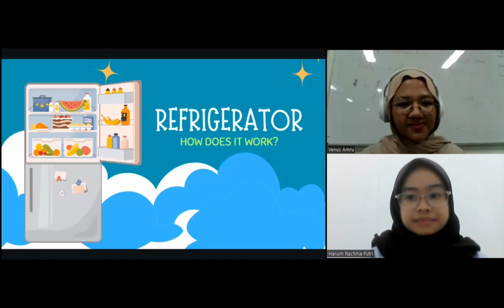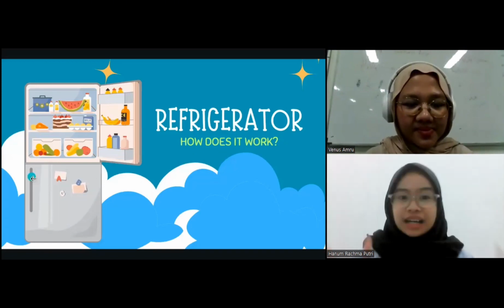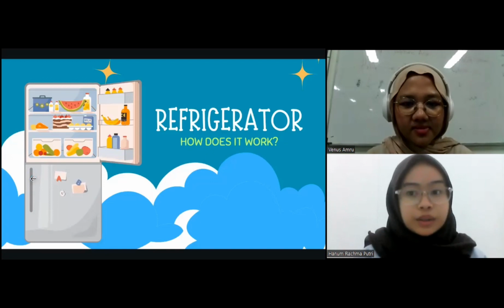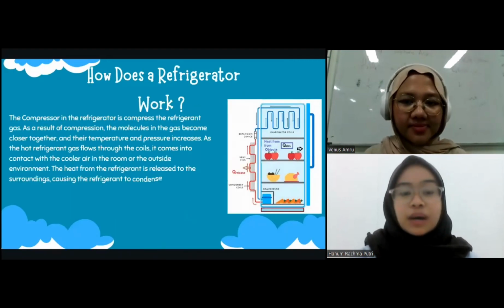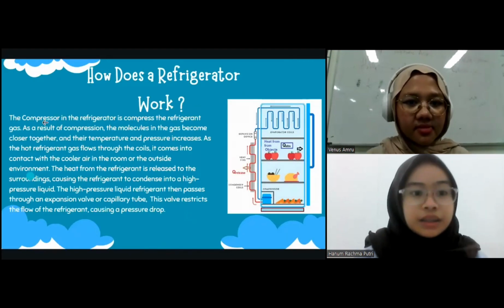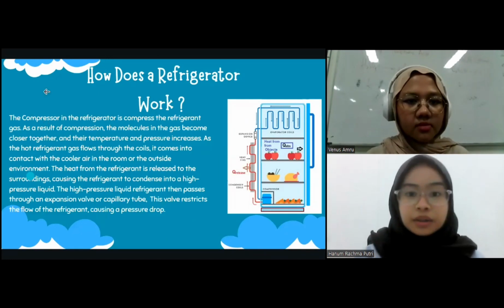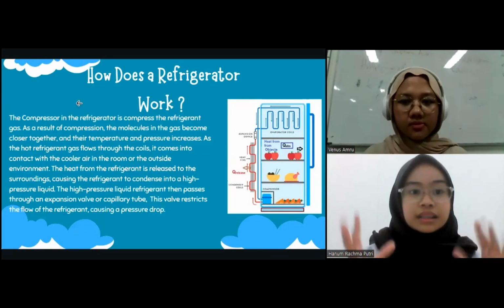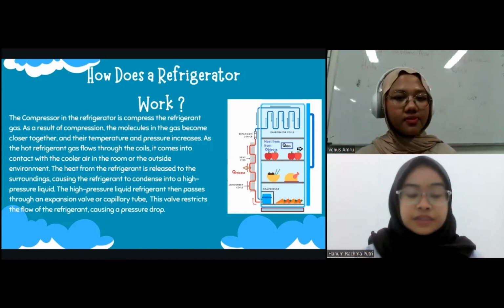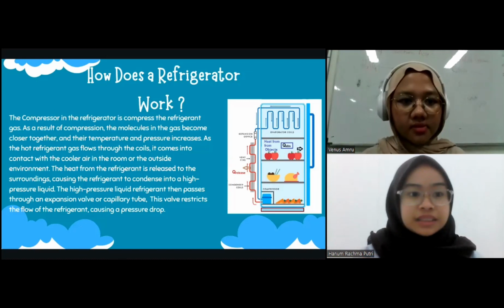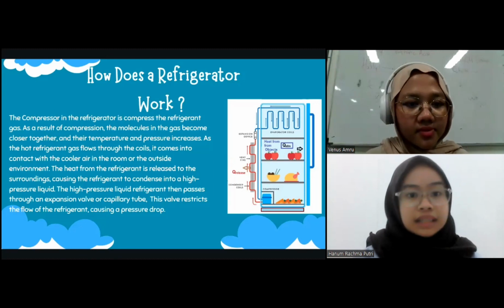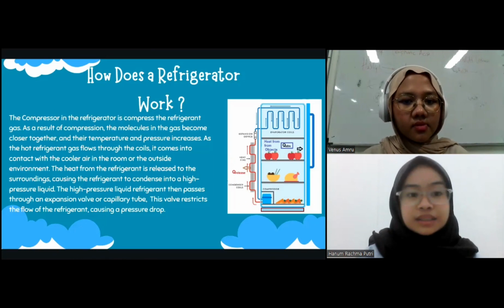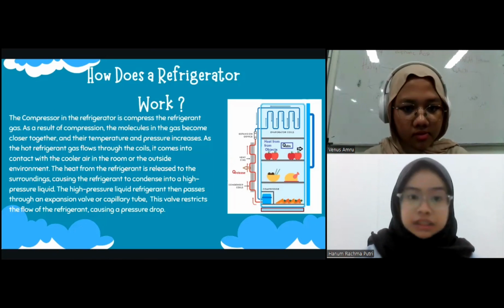And the next one is about the phenomena in the refrigerator. Hanum, it's your turn. Okay, so next it's about how the refrigerator works, or the principle of the refrigerator. You can see that in the back of the refrigerator there is a compressor. The compressor compresses the refrigerant gas. As a result of compression, the molecules in the gas become closer together and their temperature and pressure increase.